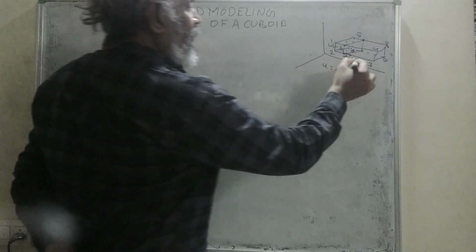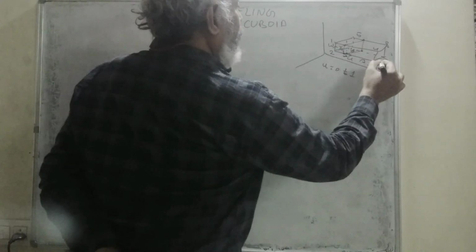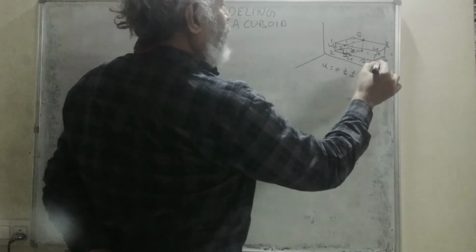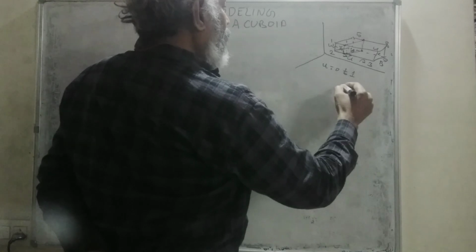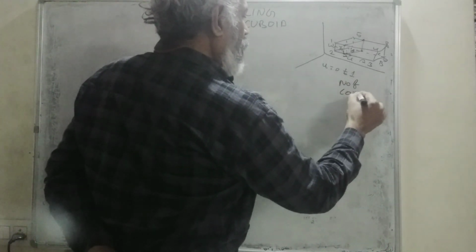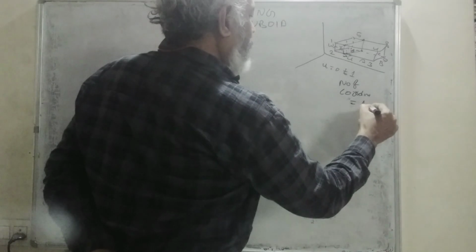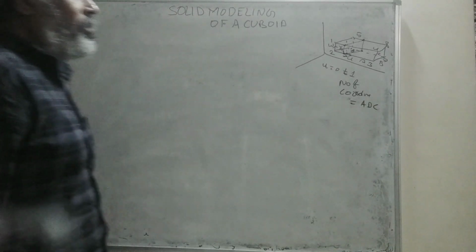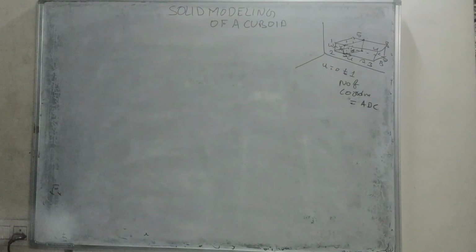So this is A, B and C. That means length is A, width is B and height is C. The total number of coordinates is ABC. So let us write this particular program.